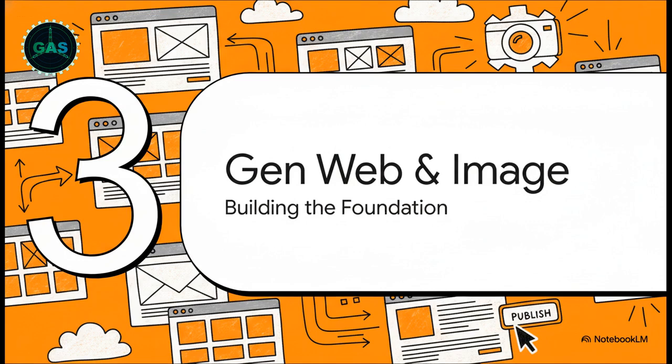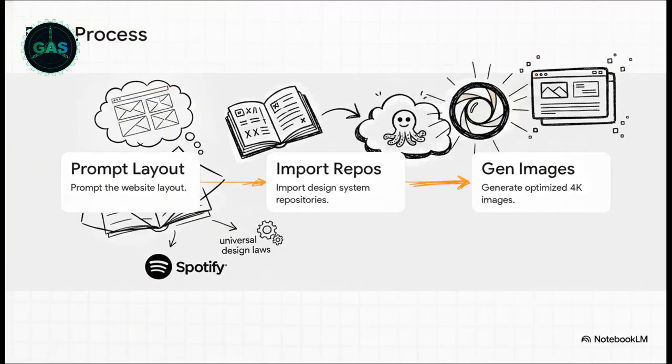It's time for some practical application to see how this builds a web design agency site entirely from scratch using this unified system. The workflow efficiency here is just incredible. You start by prompting the layout. But instead of relying on some generic AI taste, you can actually import established design system repositories. For example, you can point the system to a public GitHub repository for Spotify's design system, or a repository detailing universal design laws. You literally instruct the AI to be inspired by those specific, high-quality principles. This radically shortcuts your path to achieving professional, agency-tier web design.